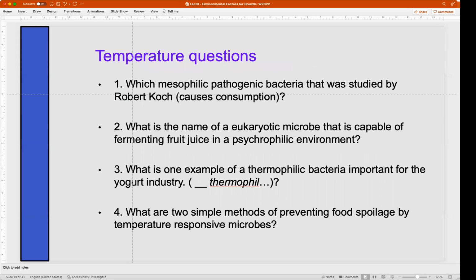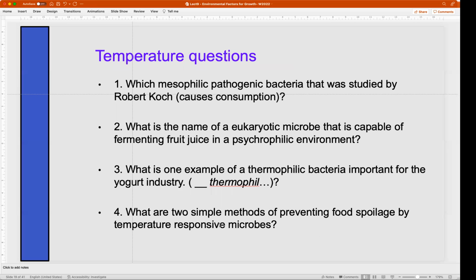Similar outcome. Okay, here are some temperature questions. Everybody on my list except Adam and Lindsay has answered, but I leave this question open to everybody else. Which mesophilic bacteria was studied by Robert Koch? It causes consumption. Yeah, go ahead, Jen. Right. What's the name of the eukaryotic microbe that's capable of fermenting juice in a psychrophilic environment?